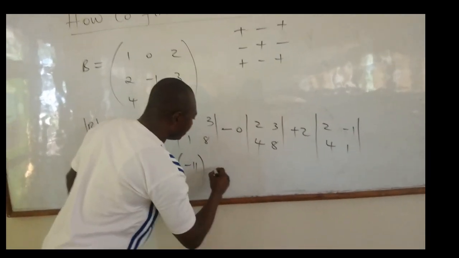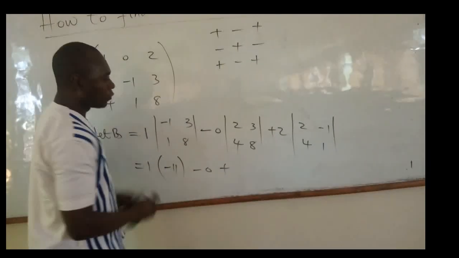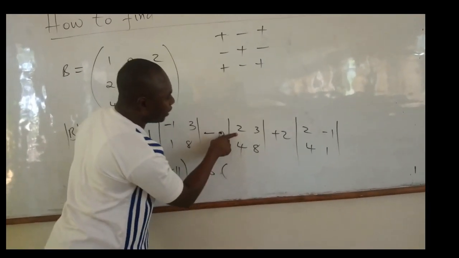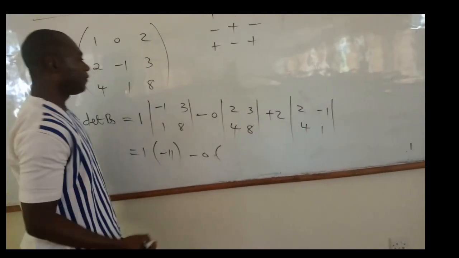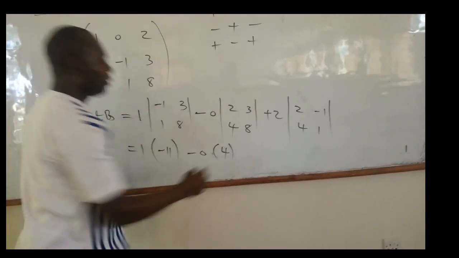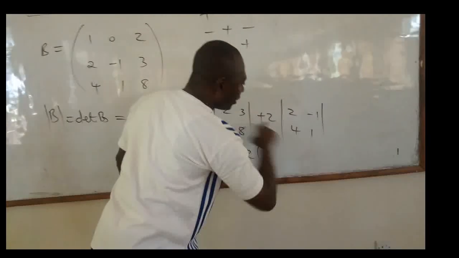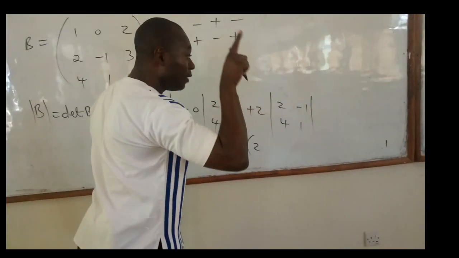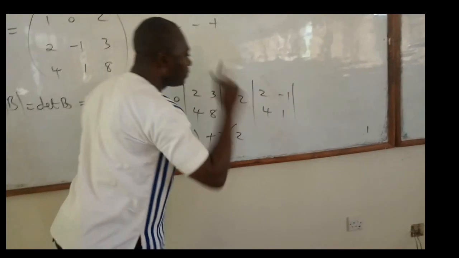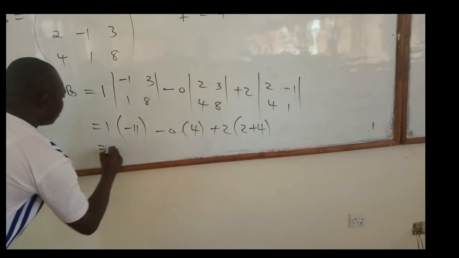Because the coefficient is 0, everything here will be 0. Or, if you want to still look at it, you can have 0 times (2 times 8 is 16, minus 4 times 3 is 12, so 16 minus 12 is 4). Plus 2 times (2 times 1 is 2, minus 4 times negative 1, which is negative 4, so 2 minus negative 4 will be plus 4). Like this. So this is equal to negative 11.